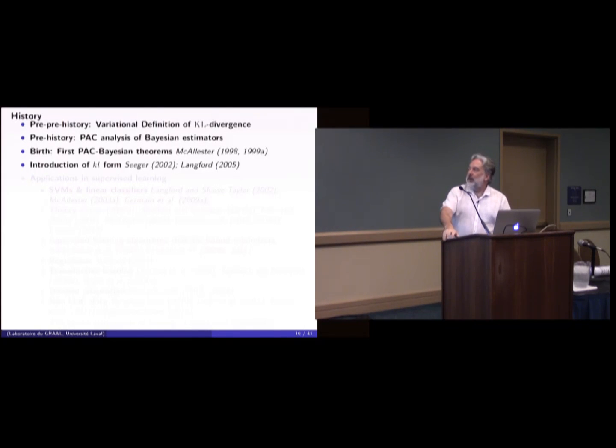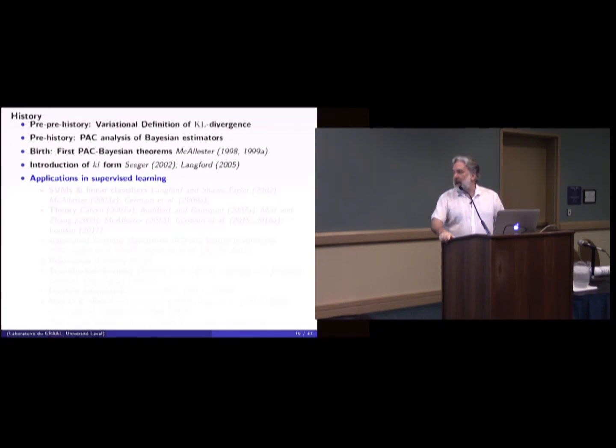I start with the prehistory of Shawe-Taylor and Williamson, then I talk about the Williamson and Schapire PAC analysis of Bayesian estimators. I tell you something about the McAllester bound, and something about the Seeger-Langford bound. So I will try to rapidly make an overview, a partial overview, of what happened in this field, and so you will have all the references if you want to look at them after that.